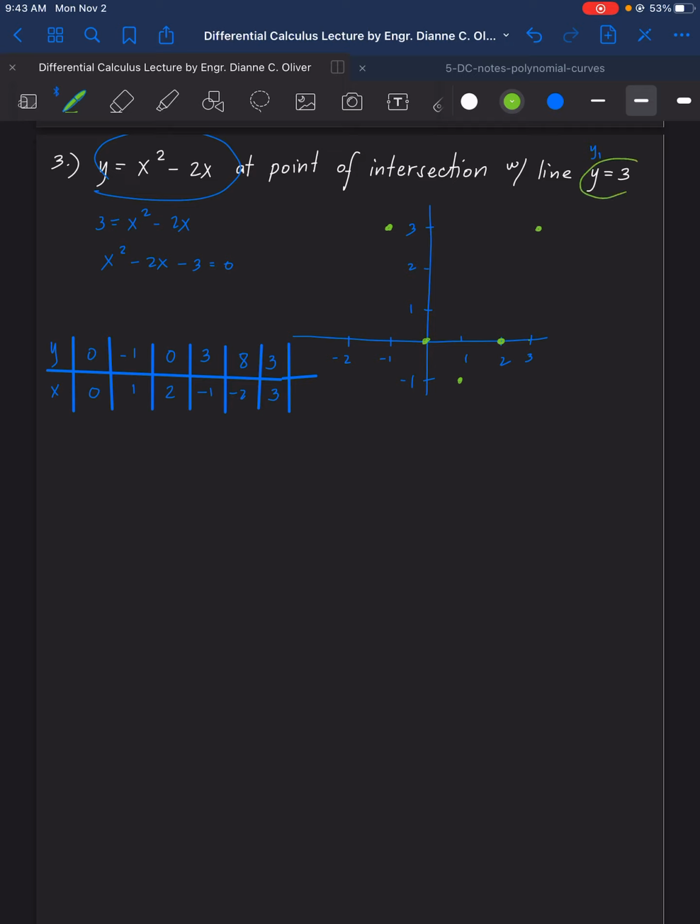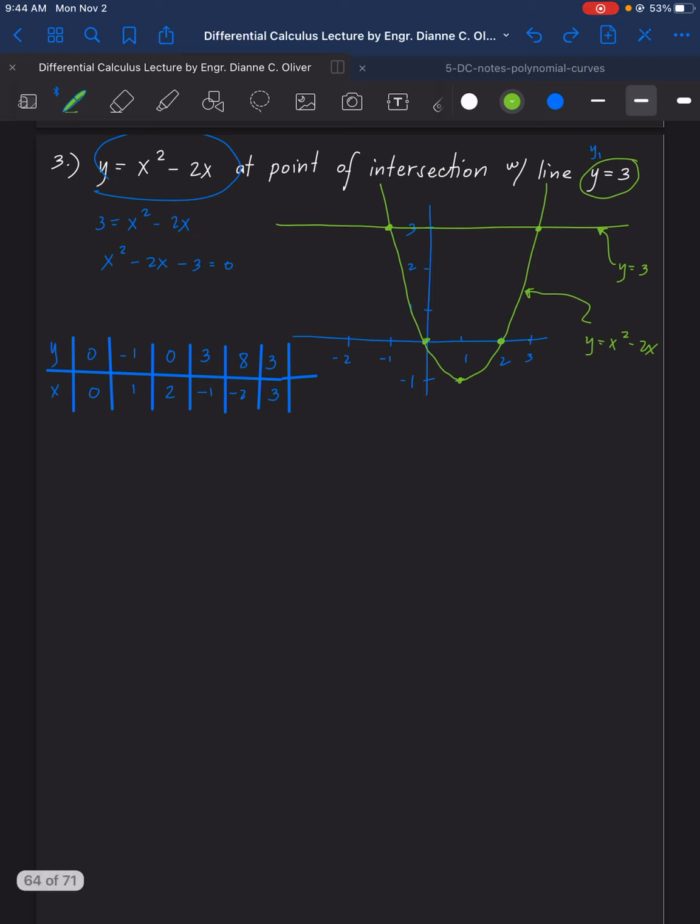And then the given y equal to 3 is actually a line here. This line here is your y equal to 3. And then connecting all points here forms now the parabola. So if you observe, it says there in the problem, y equals x squared minus 2x, at a point of intersection with line y equal to 3.